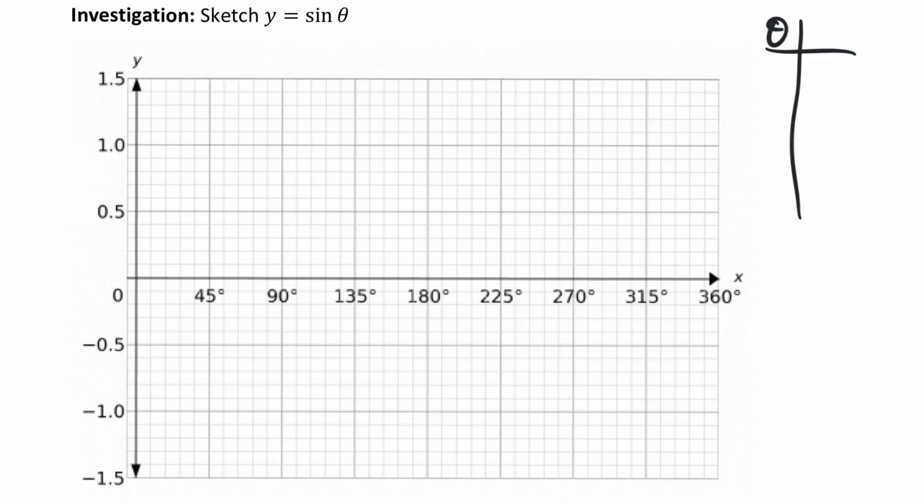So we have theta and we have y. If theta is 0 degrees, sine of 0 is going to be 0. We know that from the unit circle. So we have our first point right here. The next unit circle value we know is 30. So at 30 degrees, sine of 30 is 1/2. Now, I'm not exactly sure where that'll be on this x-axis because we have a 45 there, but a little bit before the 45, probably right about there.